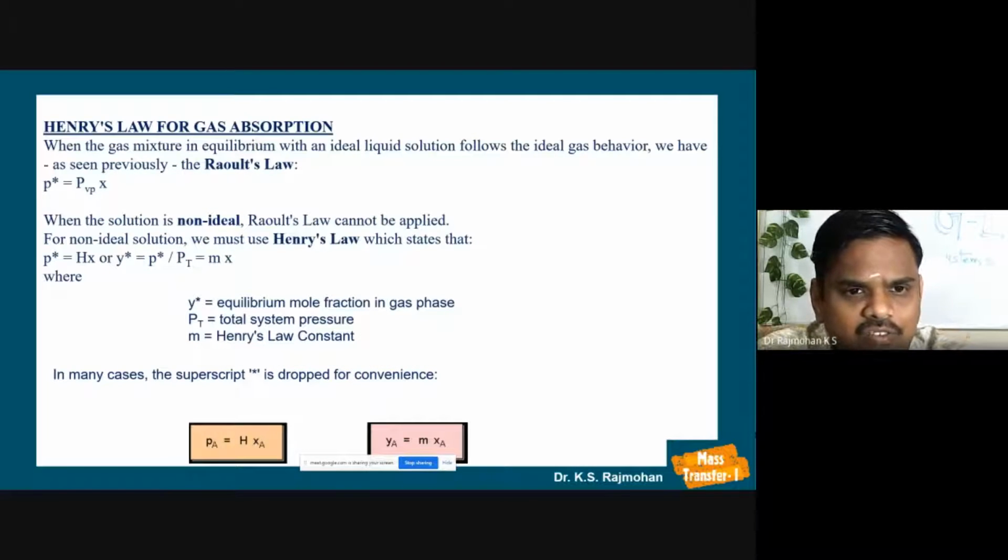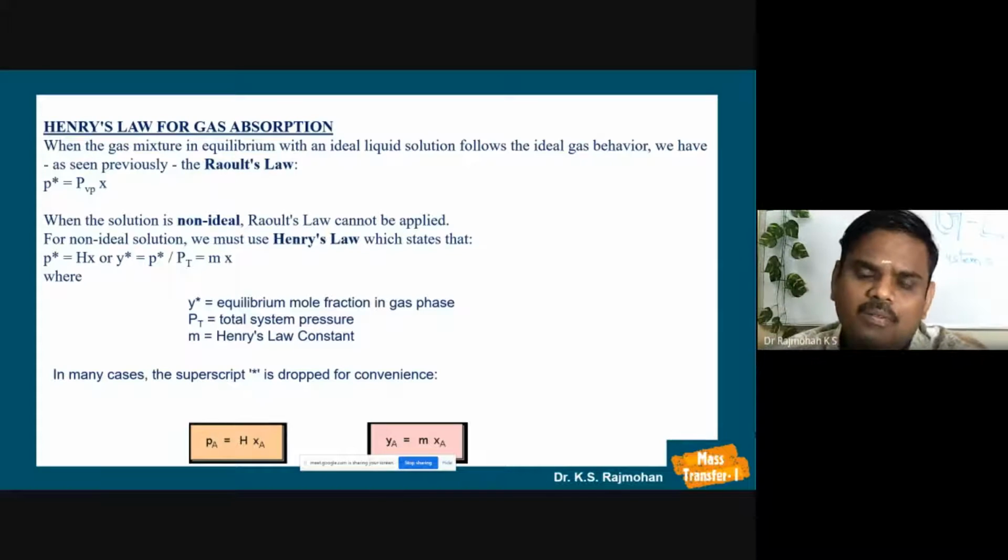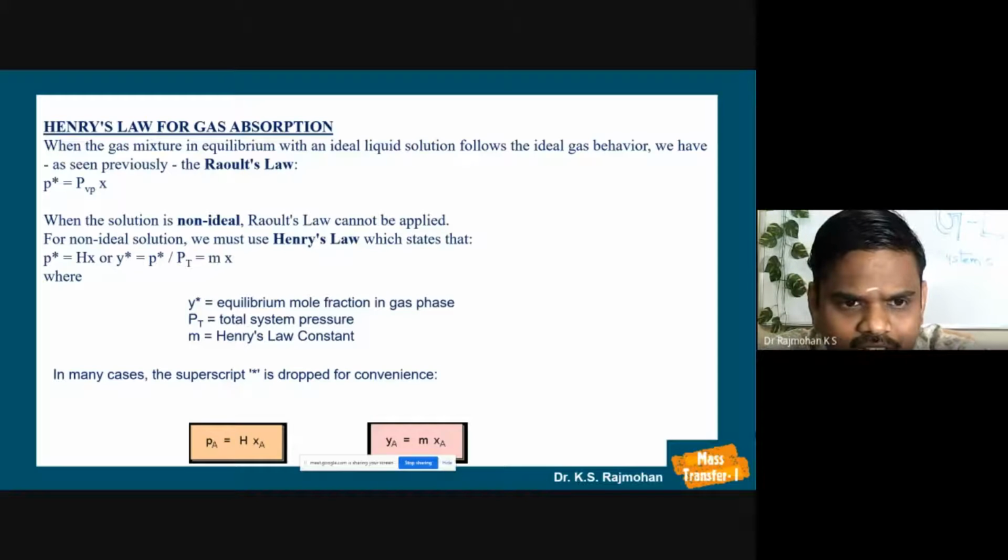If you look at Henry's law for gas absorption, we have already seen Raoult's law, which is applicable for ideal behavior, right? When the gas mixture is in equilibrium with an ideal liquid solution, we have already seen Raoult's law. Okay, whereas when the solution is non-ideal, Raoult's law cannot be applied. So for such case, what we have to do? We have to use Henry's law. Okay, Henry's law relates the equilibrium mole fraction in gas phase to the mole fraction in the liquid.